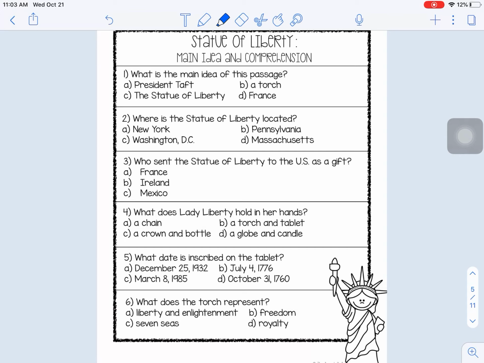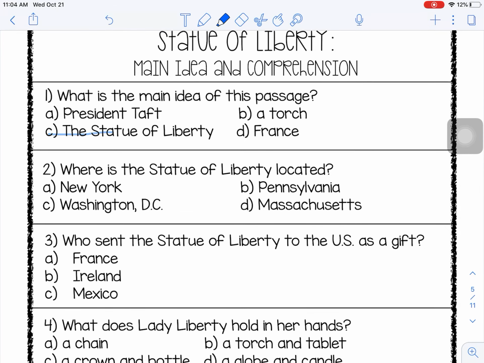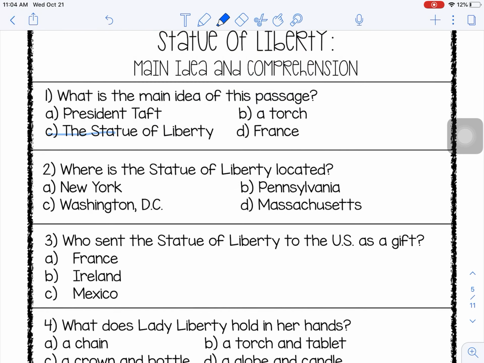All right, hopefully you have paused the video and you know all the answers, or you at least tried to know the answers. We're going to go over these together. What is the main idea of this passage? Is it President Taft, a torch, the Statue of Liberty, or France? If you said the Statue of Liberty, you would be correct.